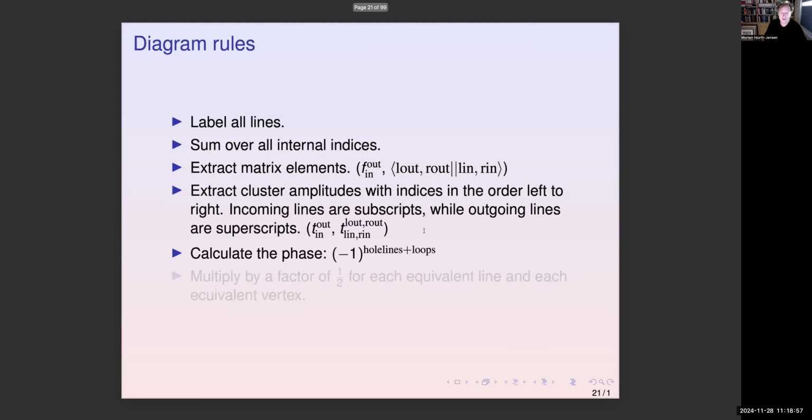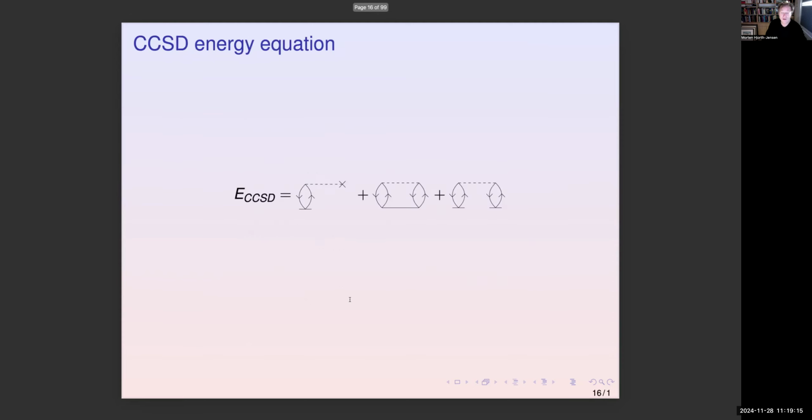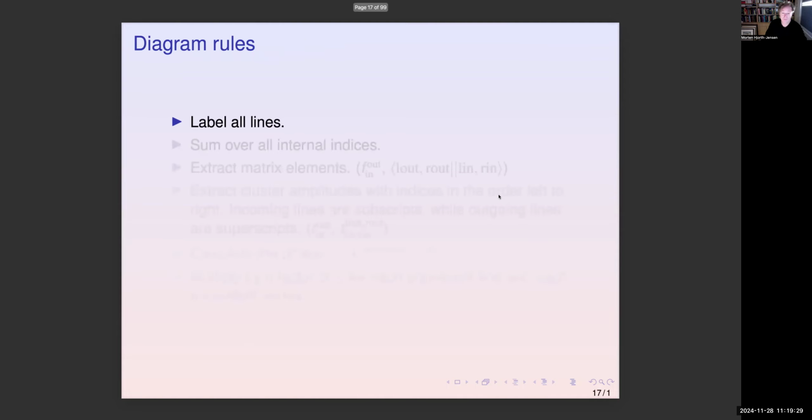Then we collect the number of hole lines and number of loops. And then we have also the equivalent line factor, which is equal to 1/2 for every line or pair of lines which start at the same vertex and end at the same vertex. So if we go back to the term which you see here, we have two lines which begin at the same vertex and end at the same vertex. So this carries a factor of 1/4. And then we have the summation of the internal state. So these diagrams here do not have such a factor.